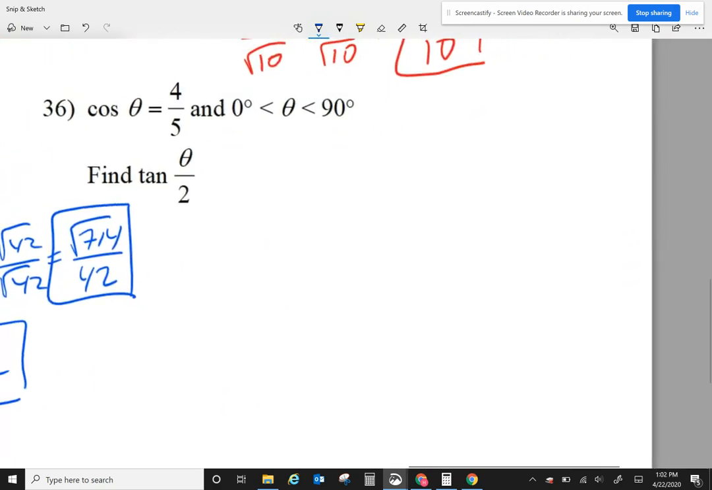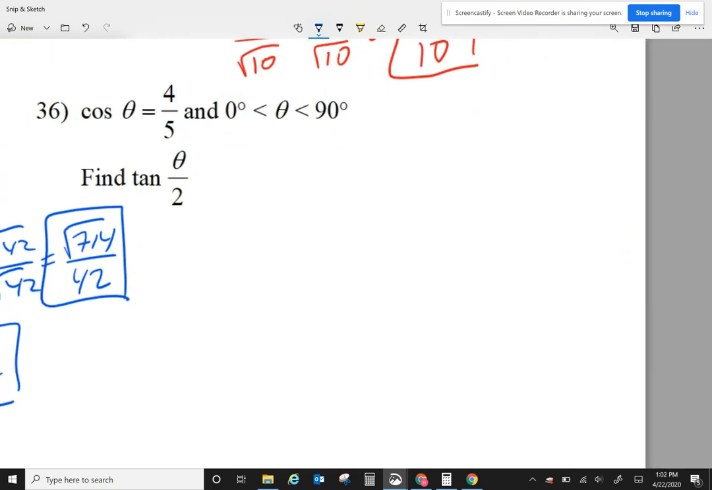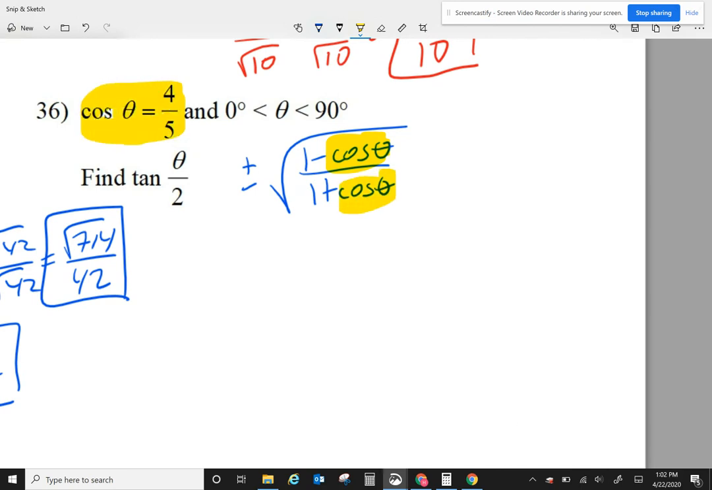Lastly, let's take a look at tangent of theta over 2. As said, for this, we're going to do plus or minus the big square root of 1 minus cosine of theta over 1 plus cosine of theta. That's the formula I gave you guys. We have what cosine of theta is, so I'm ready to move on. Let me look at the fraction first. I have 1 minus 4 over 5 over 1 plus 4 over 5.